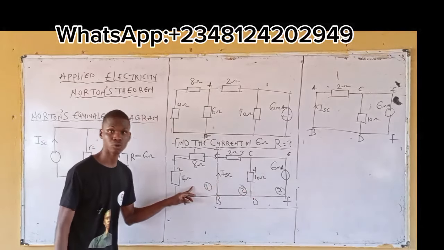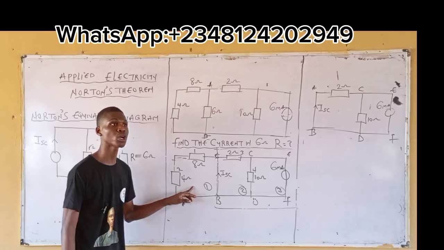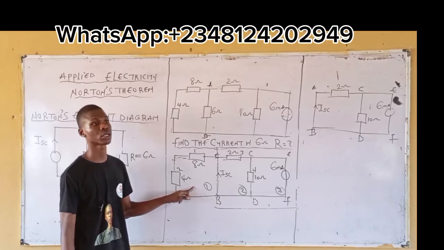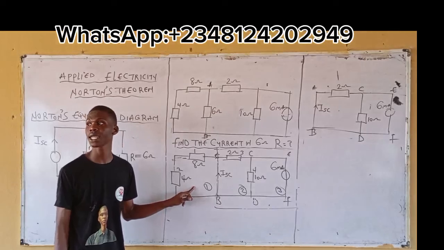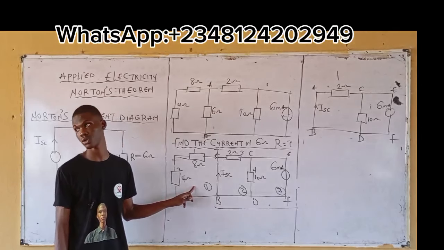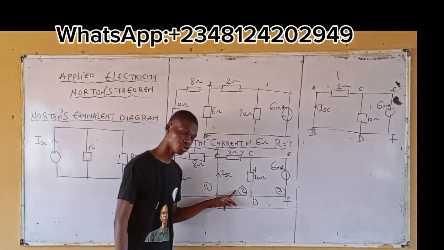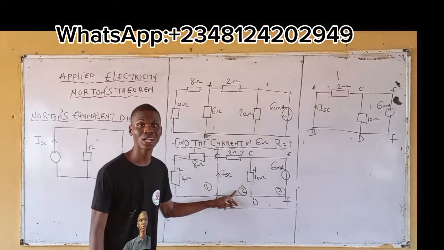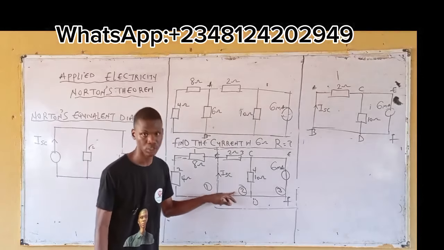Meaning loop 1 is out of it. Yes. And why is loop 1 out of it? It does not have a source. It doesn't have either a voltage source or a current source. But check loop 2. Loop 2 is the current that we are calculating, which is I short circuit.